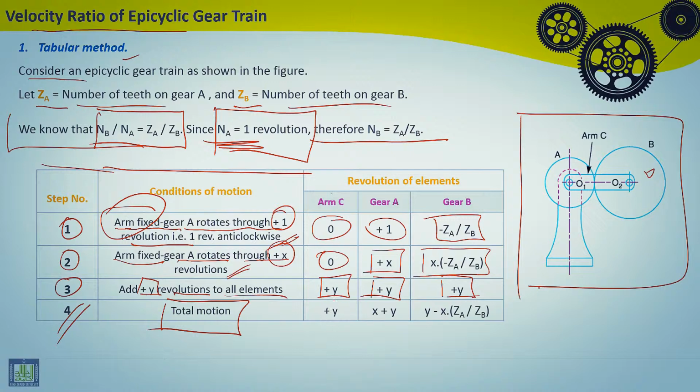Last step will make the total motion. So here we have the sum: plus y for the arm, this is NC, x plus y, this is NA, and this is NB, y minus x multiplied by ZA divided by ZB. So this method is very direct and very simple.